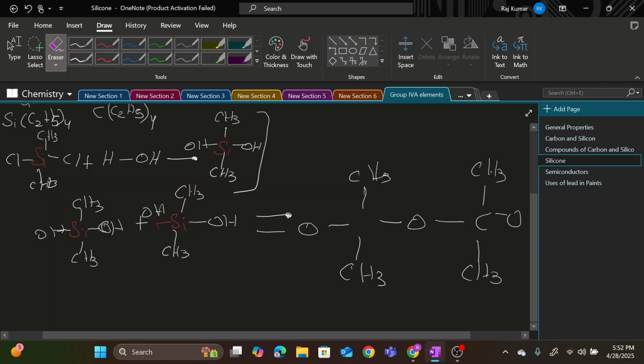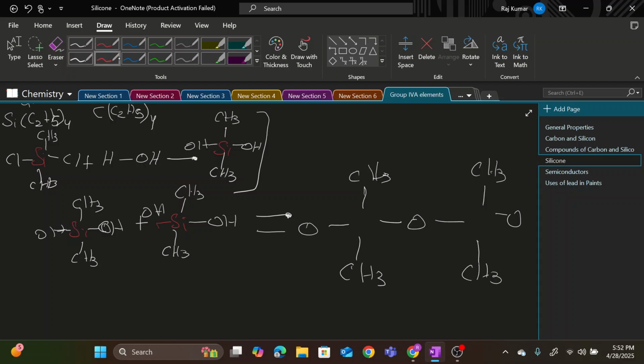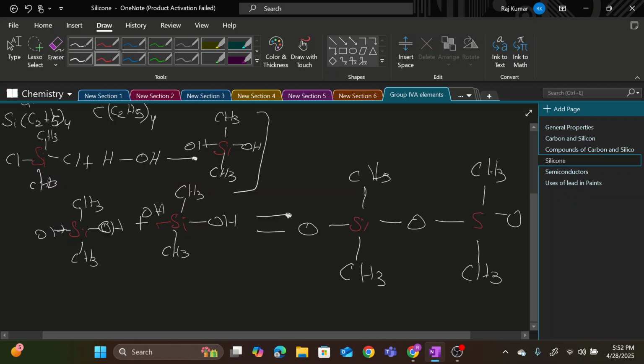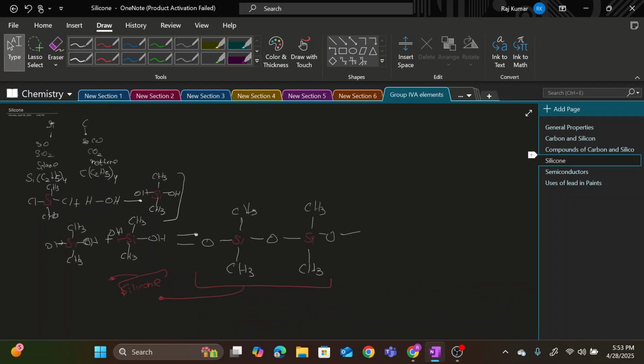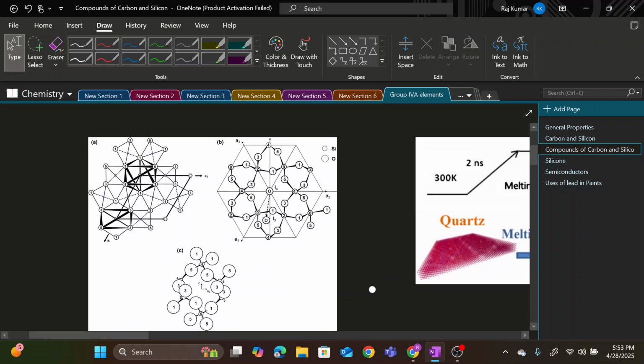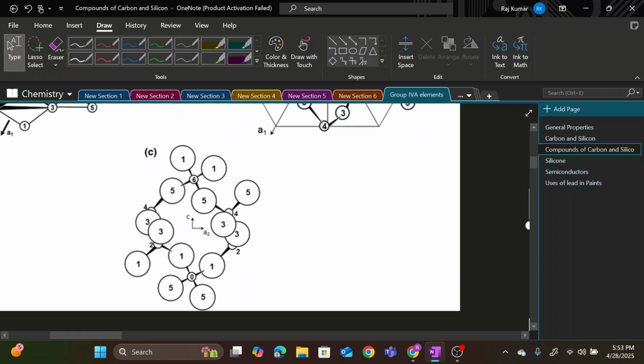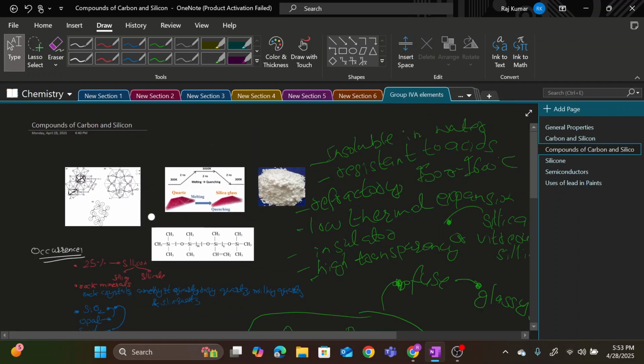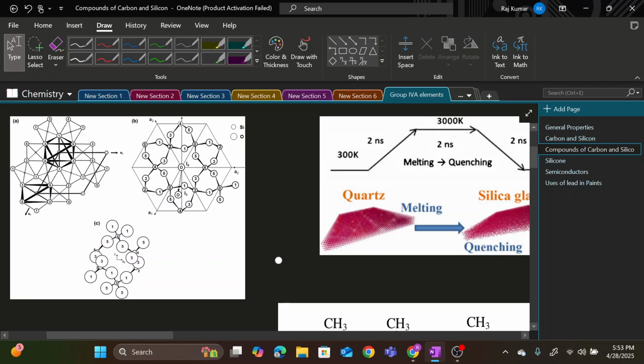So basically, if the entire scenario is considered in case of a silicon atom as a central atom, then this entire structure, which would be continuous, would be named as silicone. Why do we call this a silicone? Because this entire structure is exactly similar to silica. If you just see the structure of silica, silica has entirely the same structure. It's not the chemical structure of it, it's just the physical structure.